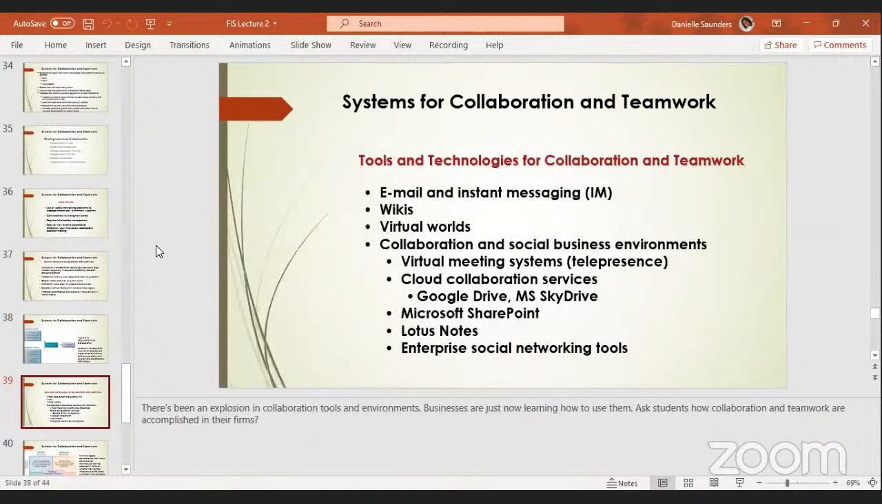Some of those tools include email and instant messaging, wikis, virtual worlds, and all the environments that exist for online collaboration, including virtual meetings, cloud collaboration, notes, social networking tools for enterprises and the like. And these things keep increasing in types all the time. Next slide.